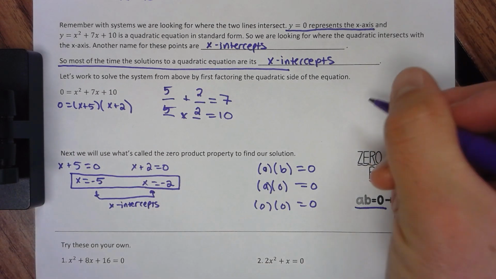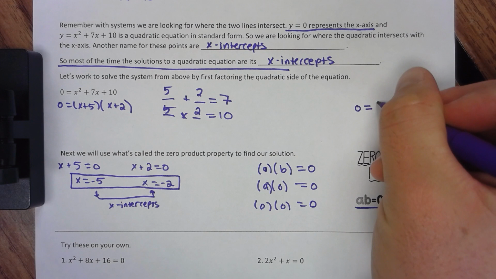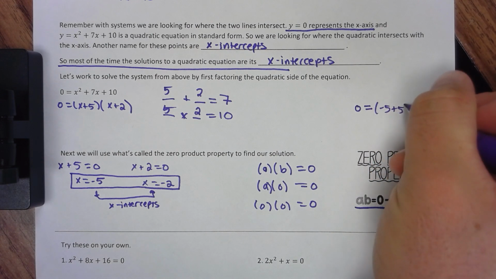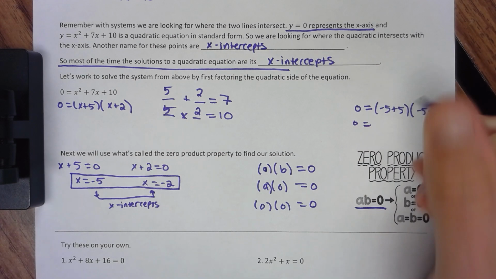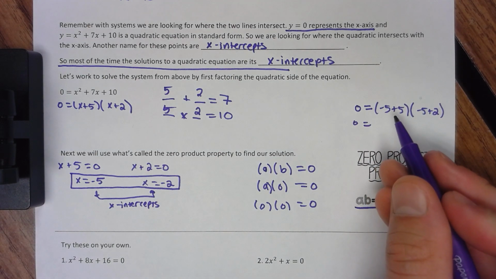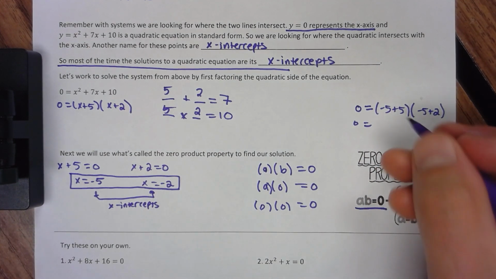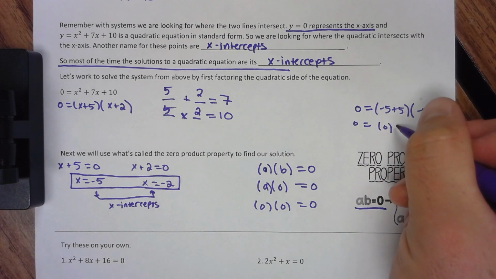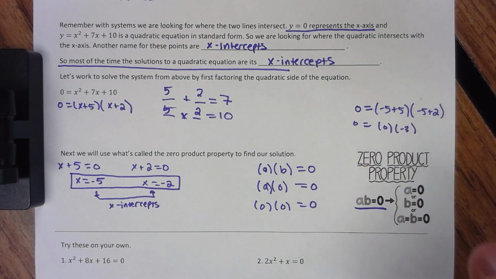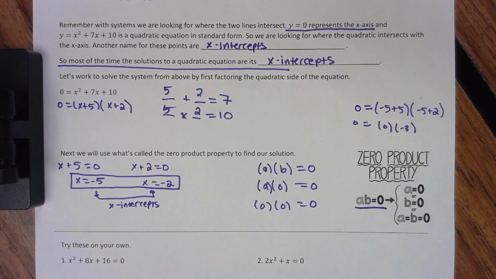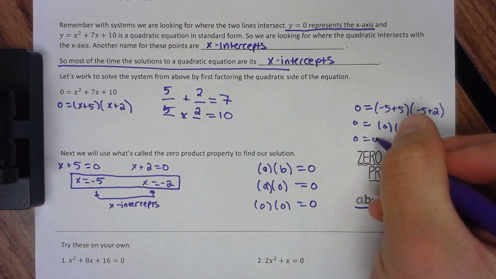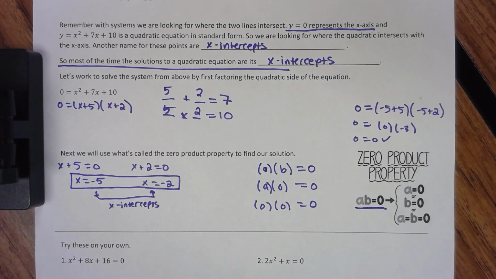So I'm going to plug in negative 5, so I get 0 equals negative 5 plus 5 times negative 5 plus 2. By plugging negative 5 into the first factor, which is the solution we found from that factor, I get 0. And then negative 5 plus 2 is negative 3. Again, we don't care what that second number gives us, right? 0 times whatever we get there is still just 0. So I get 0 equals 0, confirming that negative 5 is a solution.